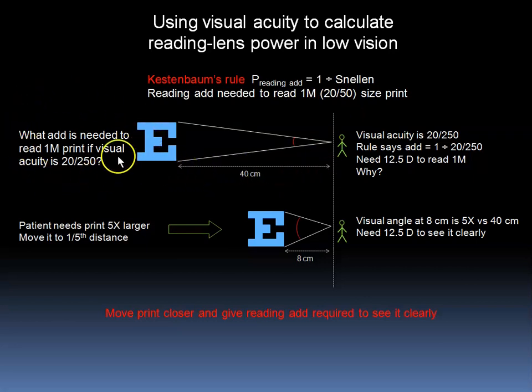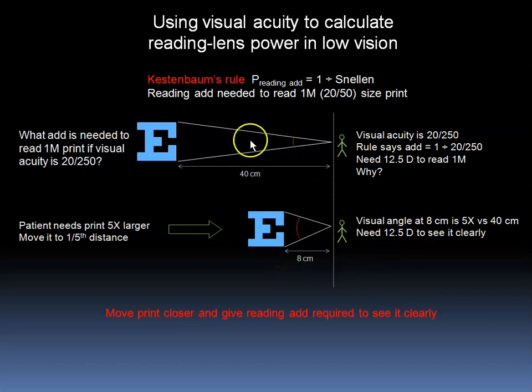The question is, what add is needed to read 1M print if the visual acuity is 20 over 250? According to Kestenbaum's rule, the inverse is 12.5 to read the 1M print. Why? Because the patient needs print that is 5 times larger. Therefore, it needs to be moved to 1/5 the distance. 1/5 of 40 is 8 centimeters. 8 centimeters in front of a 12.5 diopter lens is the primary focal point of that lens. If wearing a reading glass of 12.5 diopters, one can see clearly.